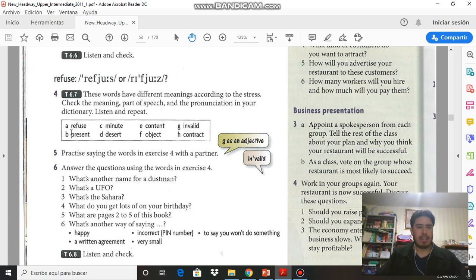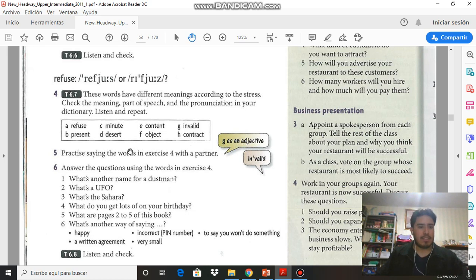Refuse, refuse, present, present, minute, minute, desert, desert, content, content, object, object, invalid, invalid, contract, and contract.